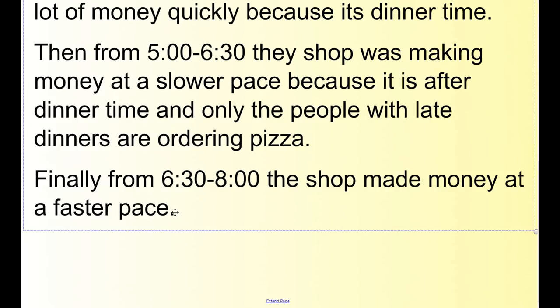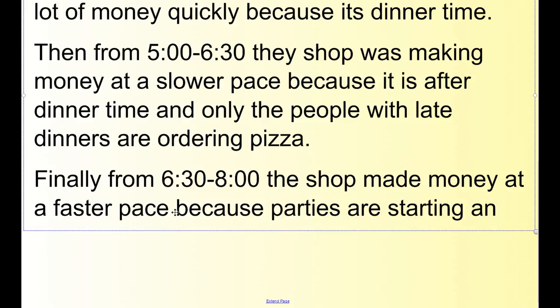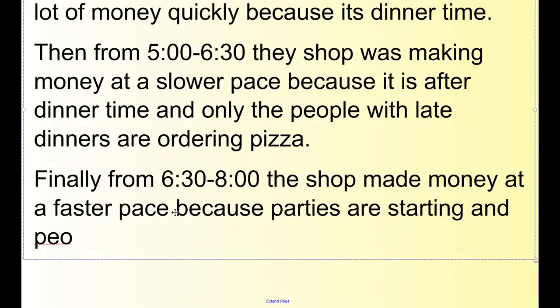Finally, from 6:30 to 8 o'clock, the shop made money at a faster pace. So why did it pick up here? Well, it's Friday night. It's 6:30 to 8 o'clock. What's going to be happening on Friday night? Well, people are going to be getting together. They got home from work. Some people had dinner. Other people are going to get changed and go hang out with their friends. People are going to start having some parties. They're going to start getting together. People are going to get hungry. So from 6:30 to 8 o'clock, made at a faster pace because parties are starting and people want food.